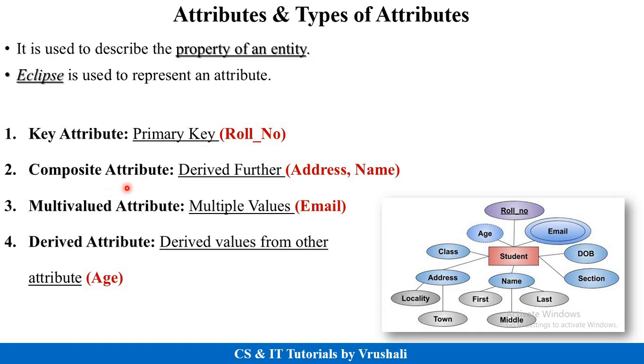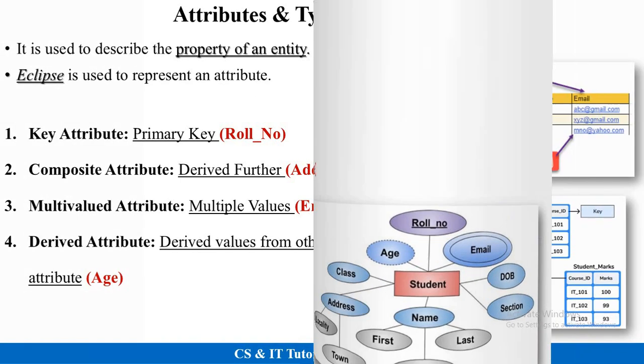Next one is a composite attribute. The attribute divides further into smaller attributes. For example, name: first name, middle name, last name, which is called a composite attribute. Multi-valued attribute: one student has multiple email IDs, which is called a multi-valued attribute, represented by a double ellipse. Now derived attribute. You calculate the value of one attribute from another attribute, which is called a derived attribute. From date of birth, you can calculate the age. Age is a derived attribute, which is represented by a dotted ellipse.